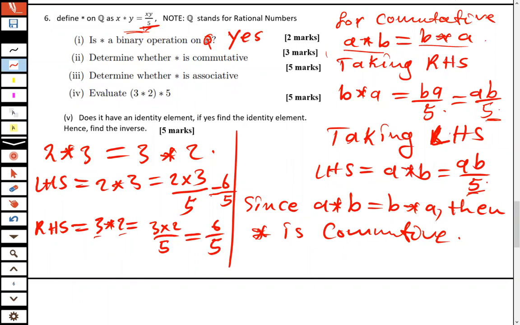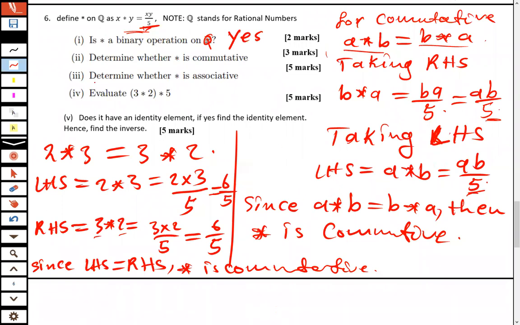So since we have found the same answers, the first one here gave us 6 over 5. Even the second one here gives us 6 over 5. You can now conclude by saying, since the left-hand side is equal to the right-hand side, then star is commutative. So you can either go by the number formula or using the letters. You'll still be marked correct.